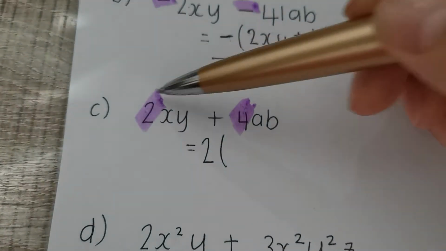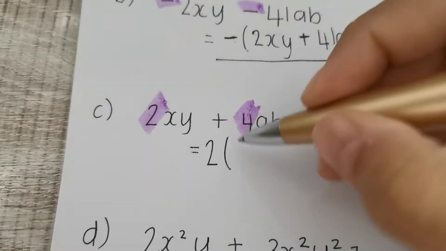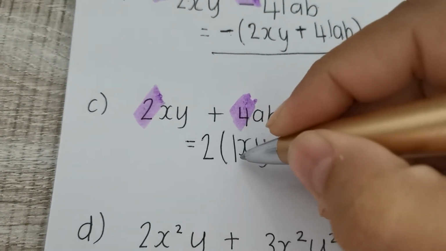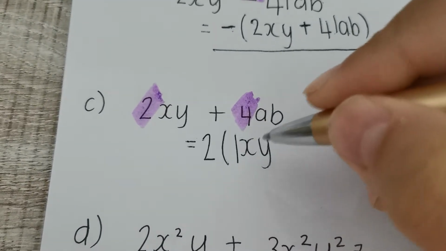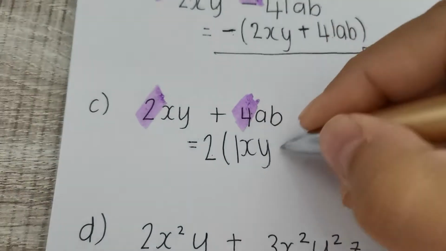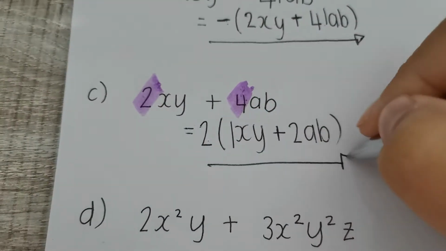Okay, if I take out, remember I said it's the same thing as divide. So 2 divided by 2 gives me 1. And then I'm left behind with the xy. Do I have to write this one? No. If I write it, will I get it wrong? Also no. 4, positive 4 divided by 2 gives me positive 2. And then AB. And that's my answer.